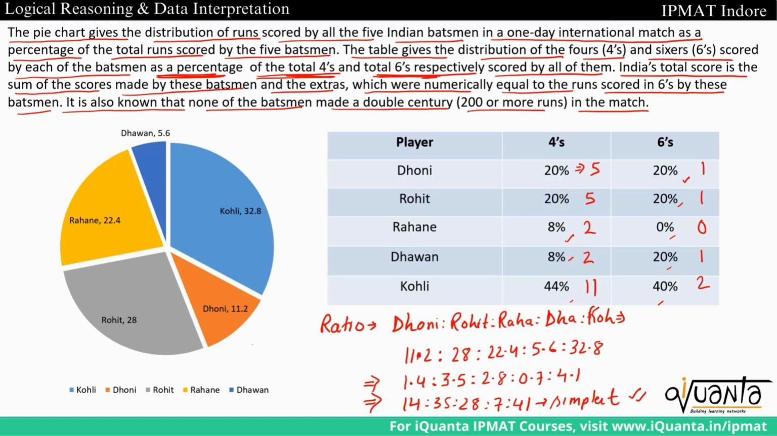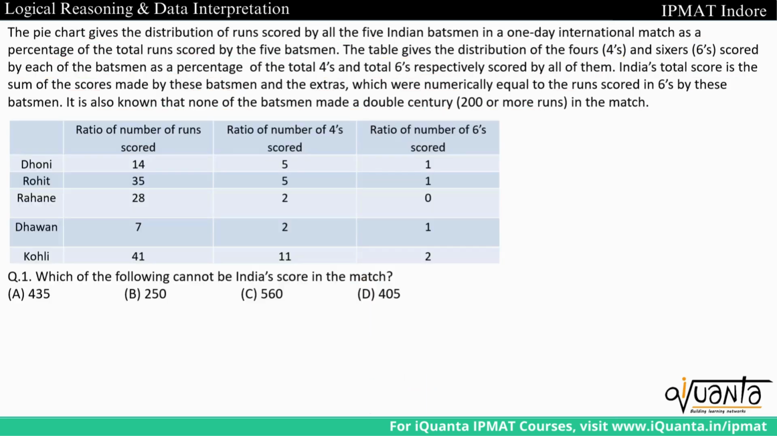So let us form a table in which we can put the total runs scored by them, number of fours scored by them, and number of sixes scored by them. Let's go to the next slide. We'll form such a table. So this is the table that we have formed. This is the ratio of number of runs scored, which was 14, 35, 28, 7, 41. We calculated it earlier. And the ratio of number of fours scored is 5, 5, 2, 2, 11. And the ratio of number of sixes scored is also there.